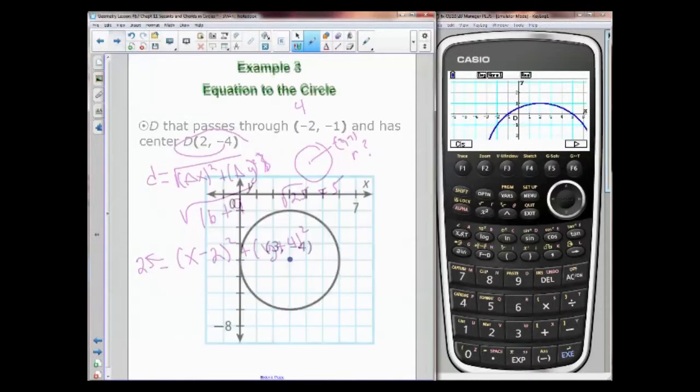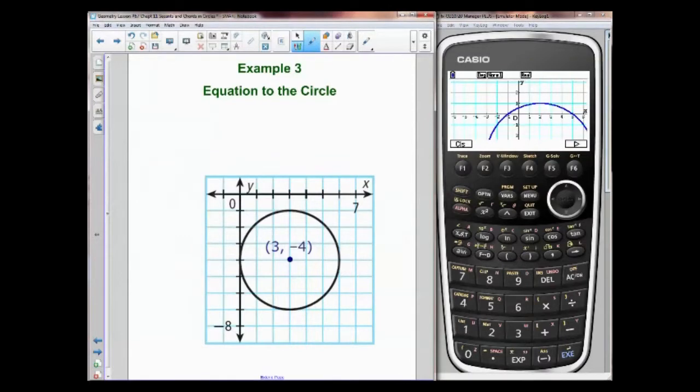Moving on. Now we want to write the equation from the graph. All right? So all we need to write the equation of the circle is a center and a radius. Well, my center is right here. I would just look on the graph and figure it out. So my radius is 1, 2, 3. So r is equal to 3. Plug her in. So if I want to write it this way, (x minus 3) squared plus (y plus 4) squared is equal to 9.